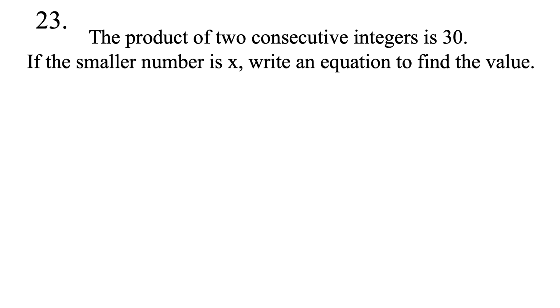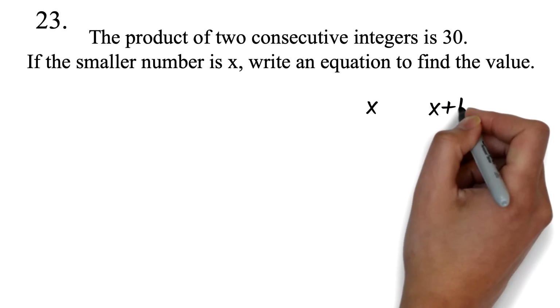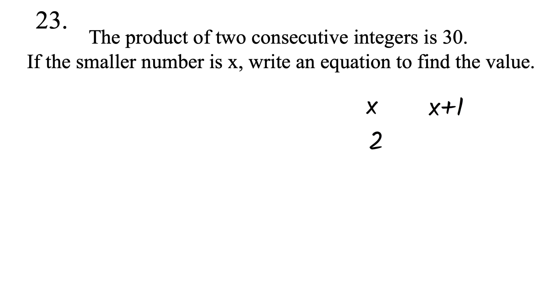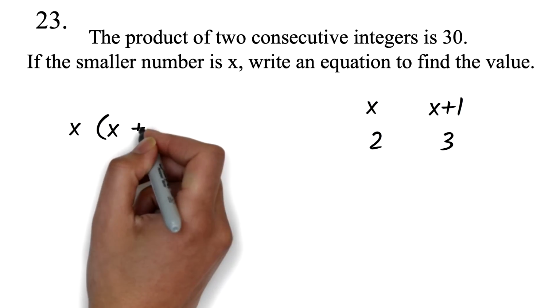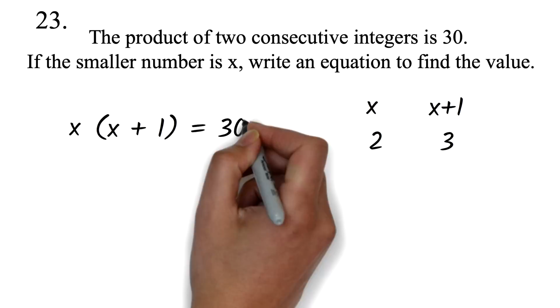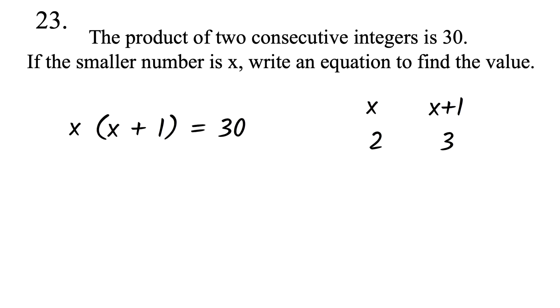We know that consecutive integers are numbers that follow each other. For consecutive integers, if the smaller number is x, then the next number will be x plus 1. So if x is 2, then the next number will be 2 plus 1, which is equal to 3. Product means multiplication. So we have the smaller number x times the next number x plus 1 to be equal to 30. We can expand this. We have x times x, this will give x squared. Then we have x times 1, which is 1x, or simply x. So the equation is x squared plus x equals 30.